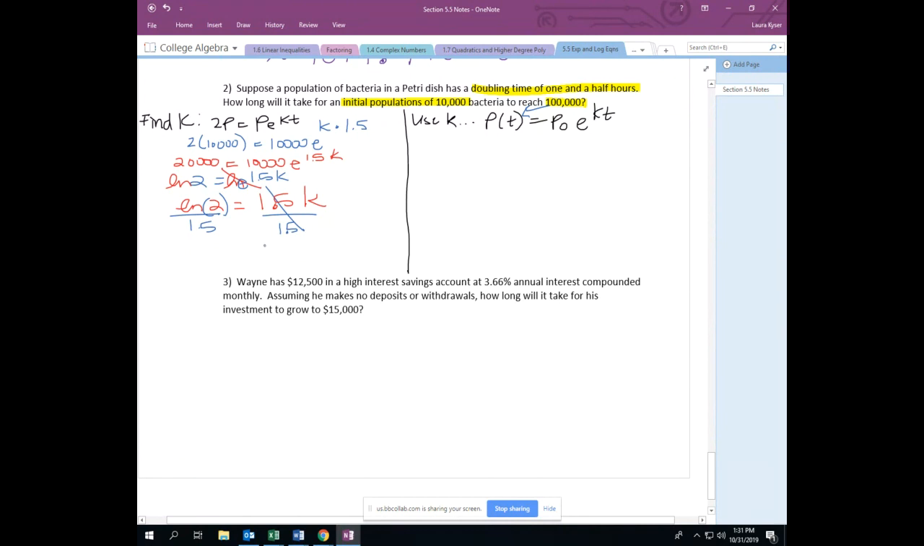I rounded to 4 decimal places this time just to be as detailed as I could without going too crazy. But I got a constant of 0.4621. The more decimal places you use, the more accurate you'll be.